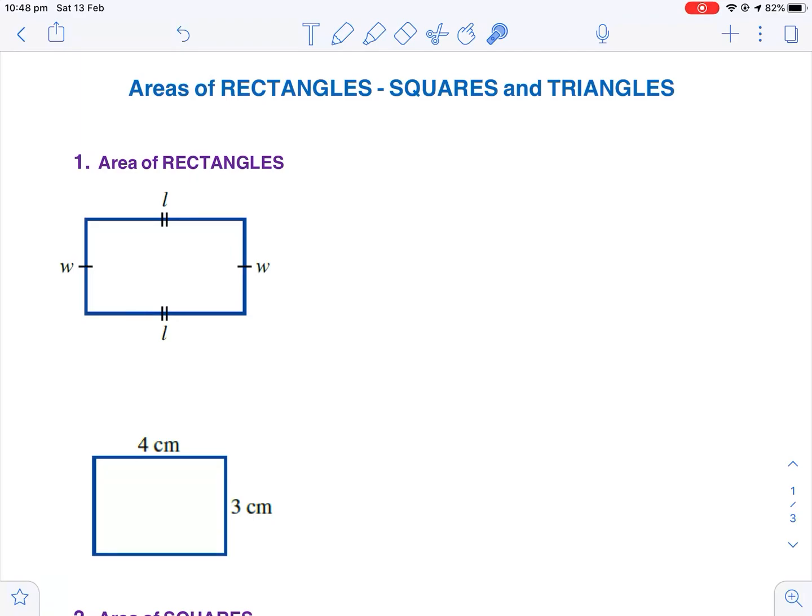Hi guys, in this video I'm going to introduce to you how to find areas of rectangles, squares and triangles. So first is to find the area of a rectangle.